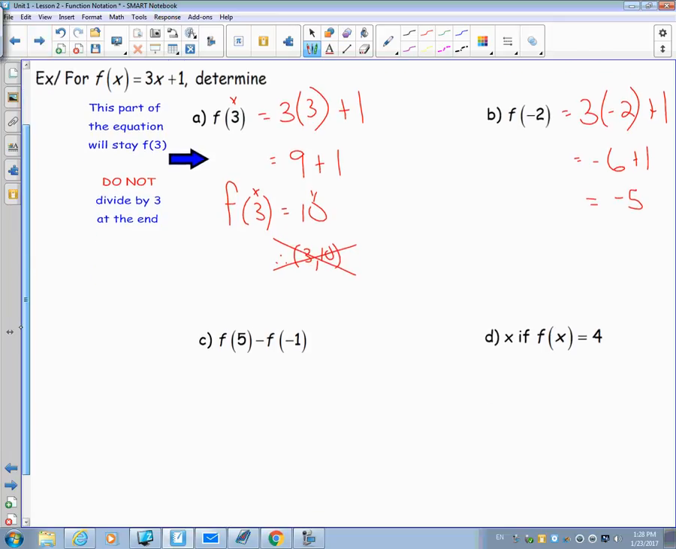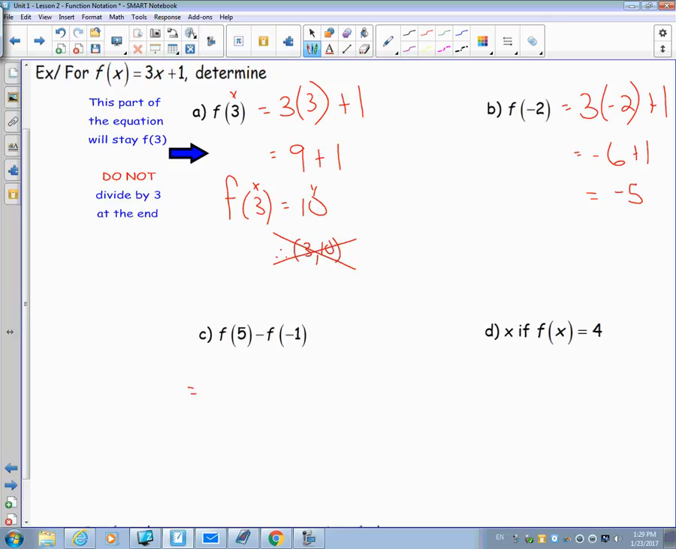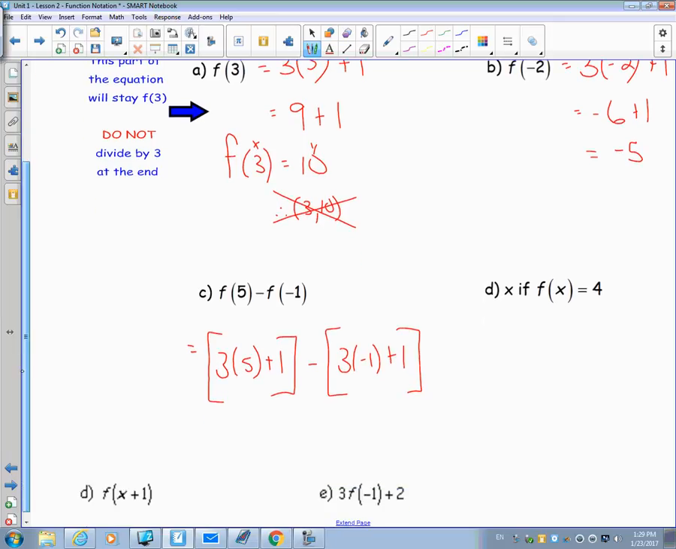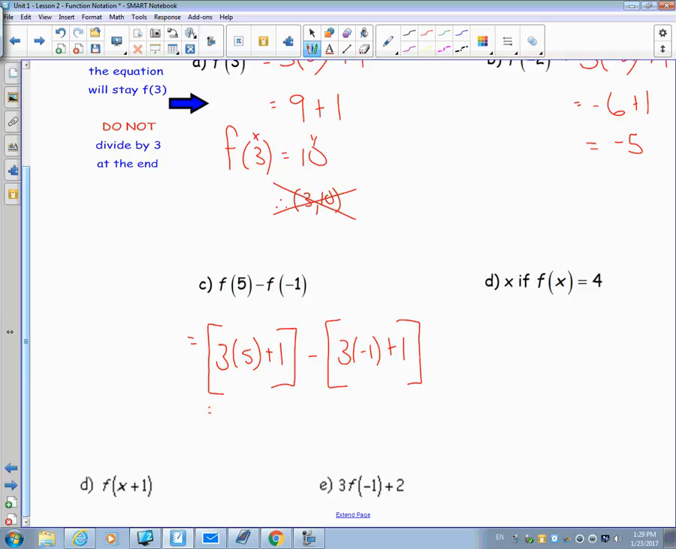f at 5 minus f at negative 1. So think of this as two separate parts. Let's do f at 5 minus f at negative 1. So I'm using the equation twice, once with the 5 and once with the negative 1. I'm going to do both equations at the same time. And we're going to get 16 minus, and then we'll get negative 2 in the other one, and that comes out to 18.